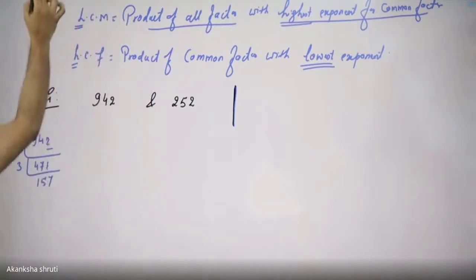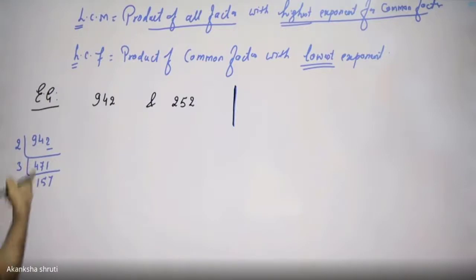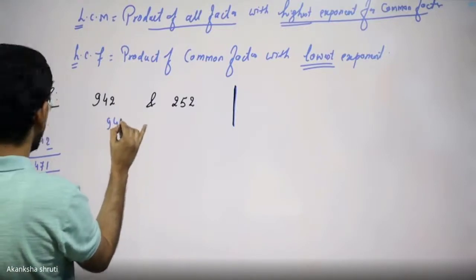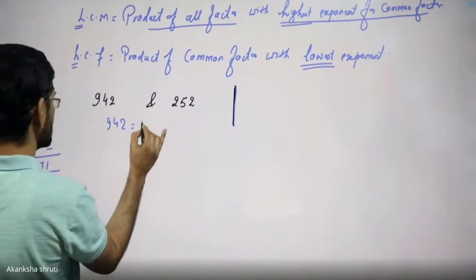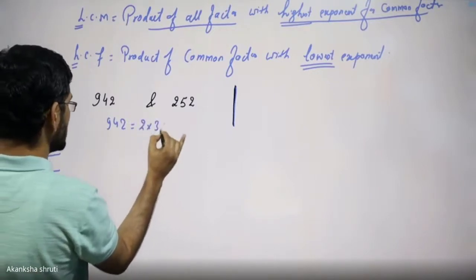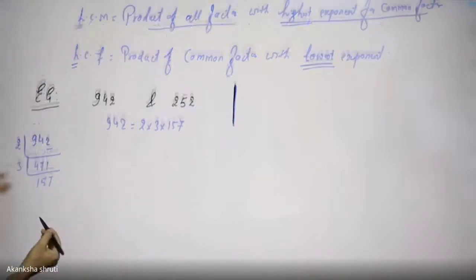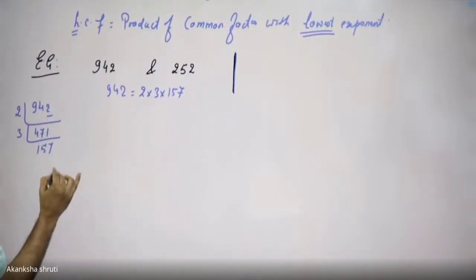So this is our 942 that can be written as 2 into 3 into 157. Similarly, we need to go for the 252.